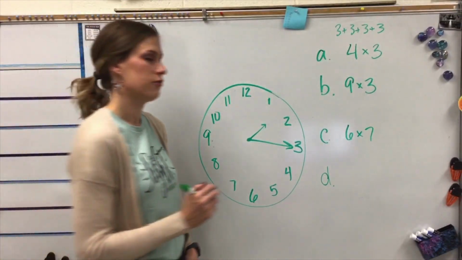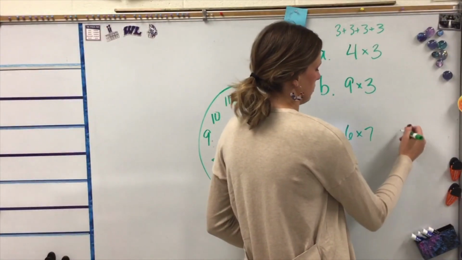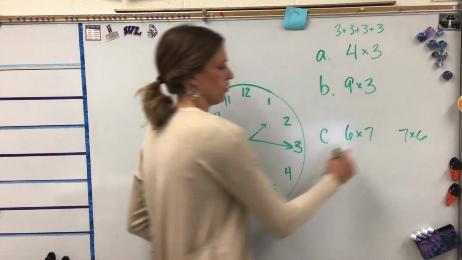We'll learn about the commutative property later this week. 6 times 7 is the same as 7 times 6, so it doesn't matter which order you have it in.